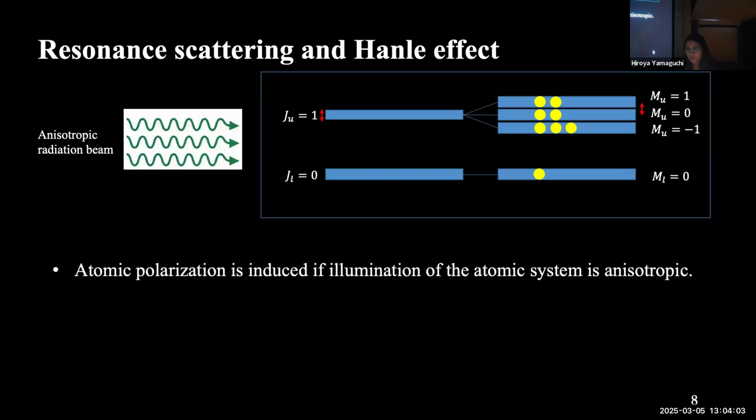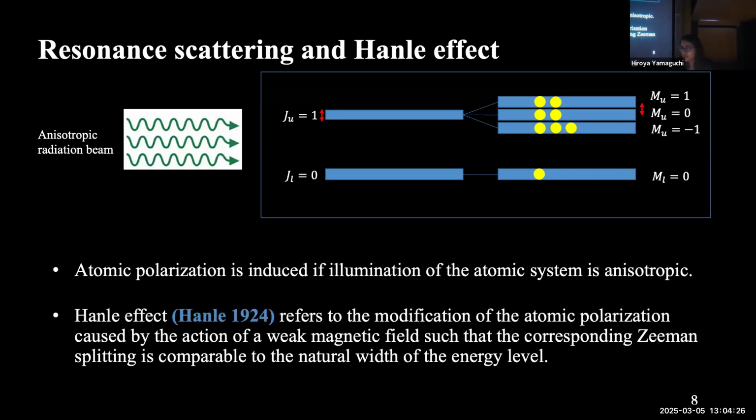Now, when the separation between these magnetic sublevels is comparable to the natural width of the energy level, what happens in the presence of a weak magnetic field is that the atomic polarization that was earlier induced by the anisotropic radiation gets modified. And this effect is called the Hanle effect.